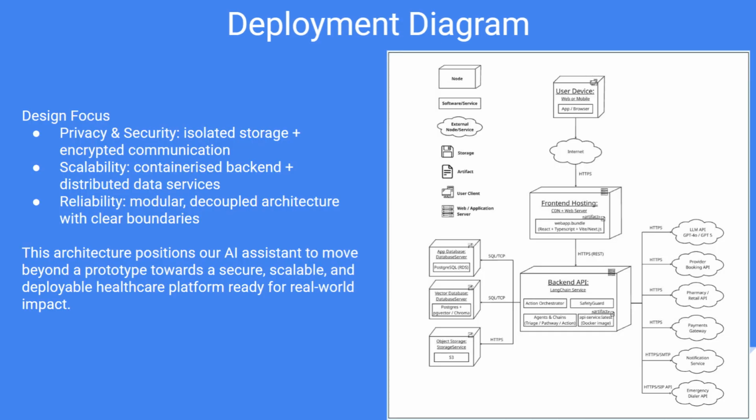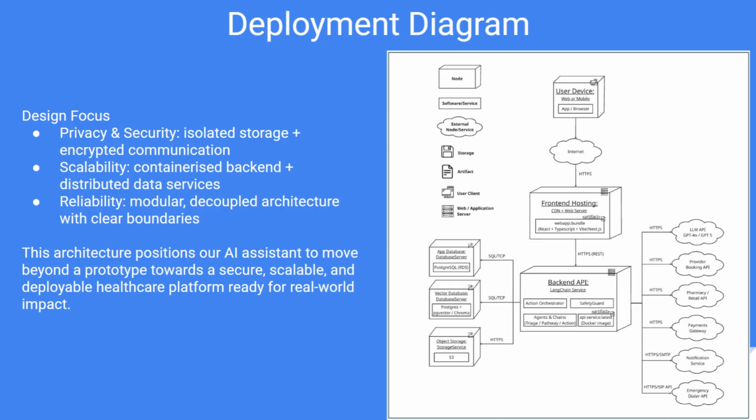All these diagrams up until now show how our system works, the logical relationships between components like the AI agent and patient. As an AI healthcare app, we've designed the deployment with key non-functional priorities in mind. Privacy and security through clear separation of layers and encrypted communication. Scalability with a containerized backend that scales independently.